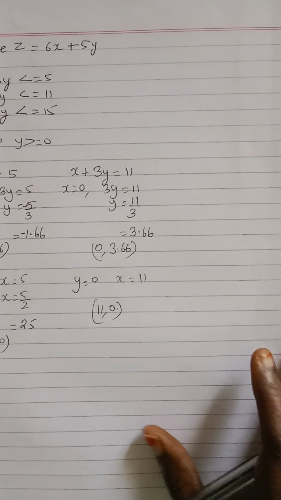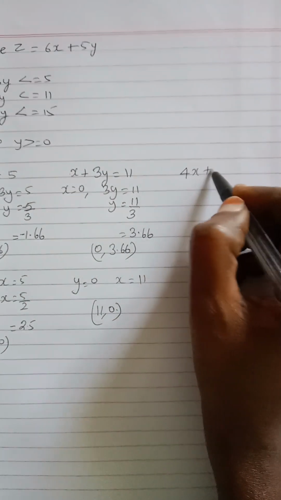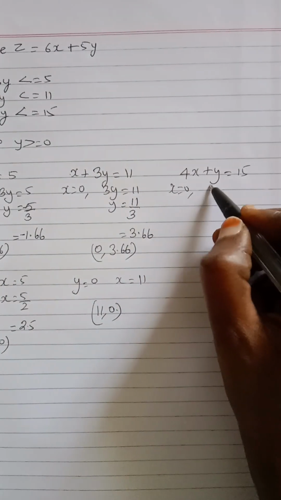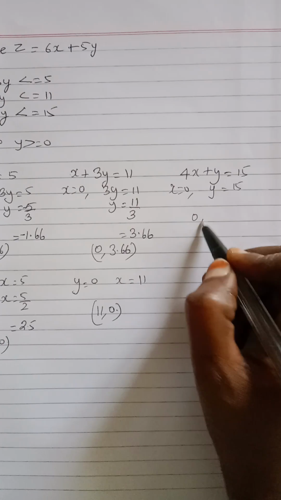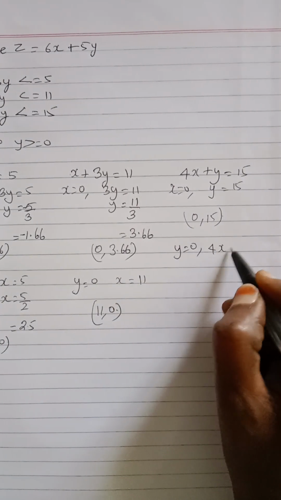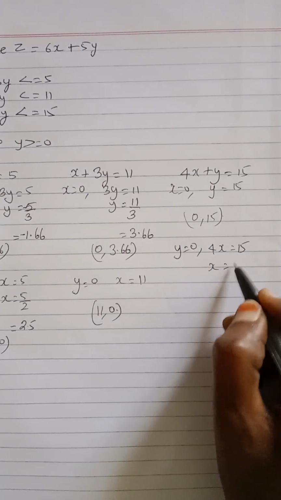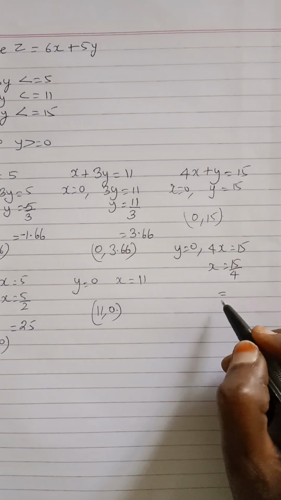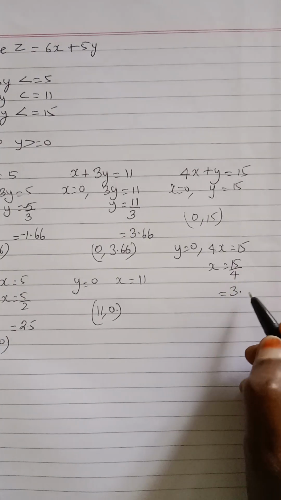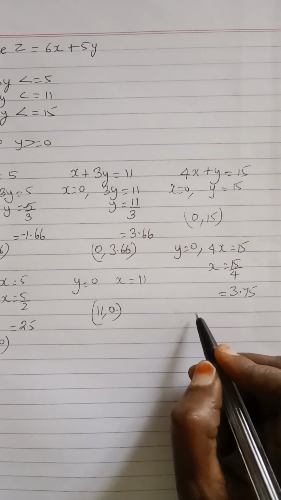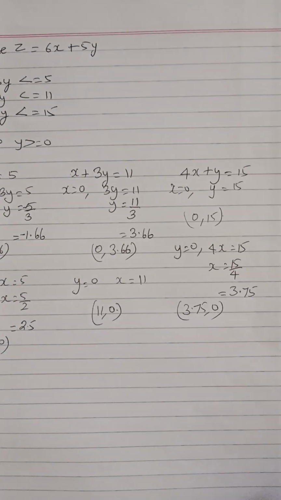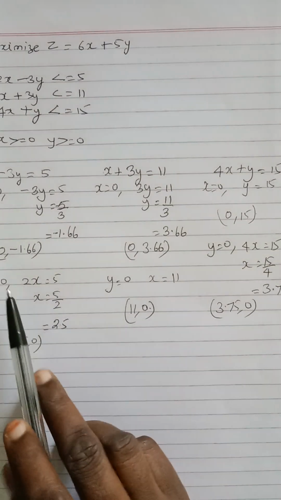Okay, next the third line is 4x plus y equal to 15. So substitute x equal to 0, we have y equal to 15. So the point is 0 and 15. Now if we substitute y equal to 0, we have 4x equal to 15. So x is equal to 15 by 4, which is 3.75. So the point is 3.75 and 0. Now we have the points for the lines.